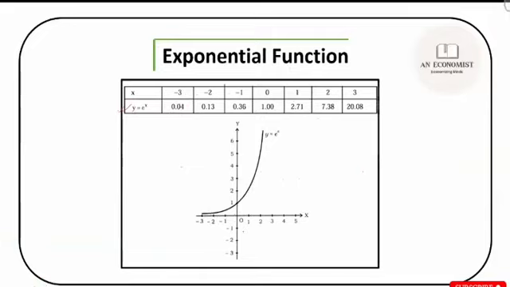Also you can see here that there is no x intercept term, because e to the power x is not equal to 0 for any value of x, right? But the y intercept is 1 because e to the power 0 is 1. So if x value is 0, y value is 1. So you have gotten y intercept, but there is no x intercept, right? So this is the exponential function format.